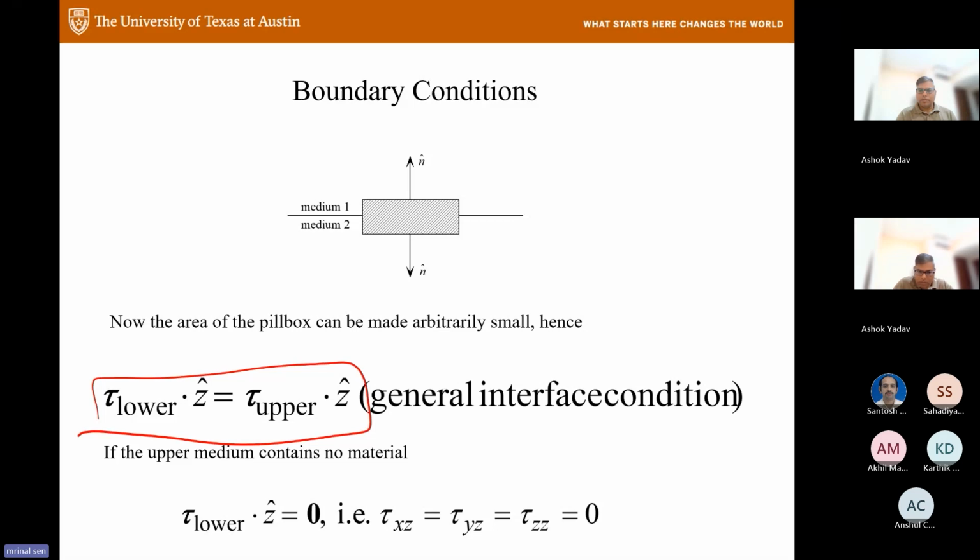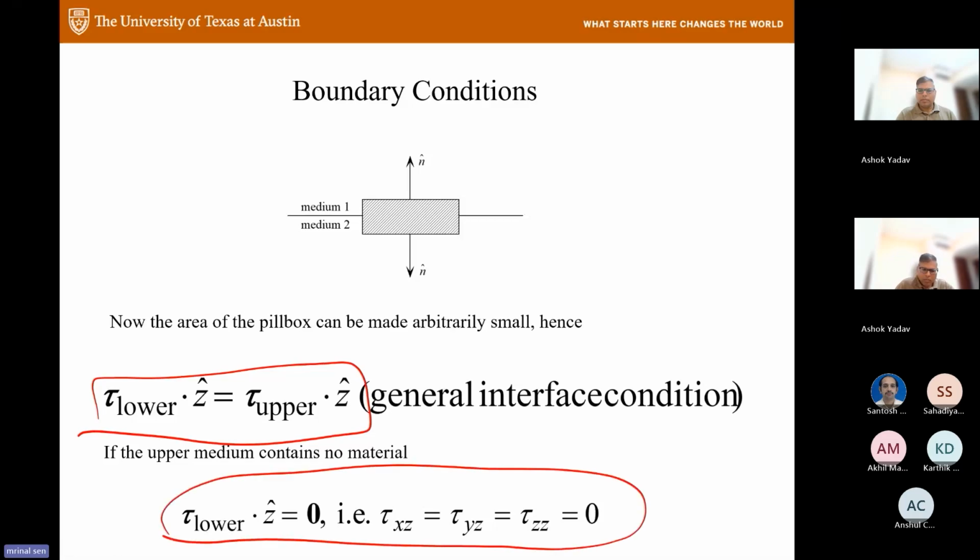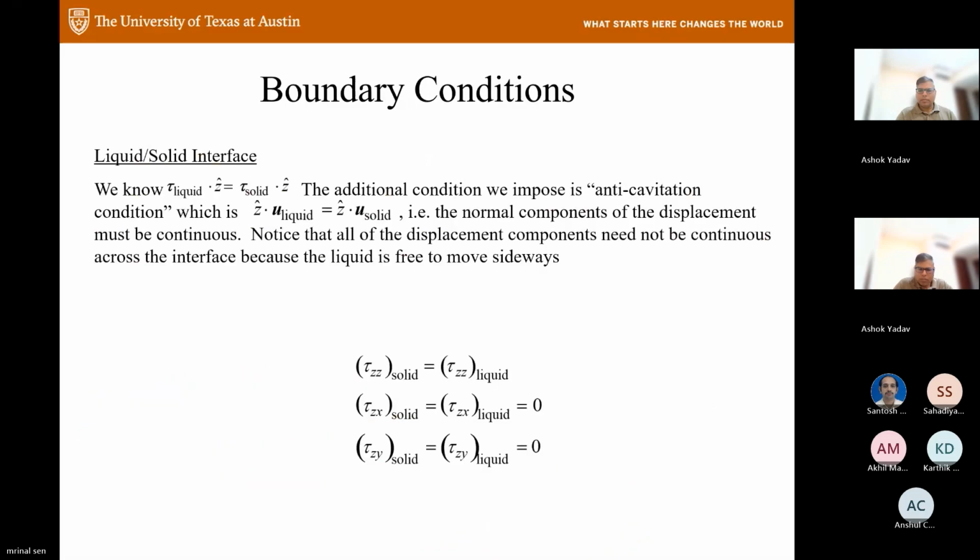Now, if the upper medium contains no materials, then this is equal to 0. So that's my free surface boundary condition. This is the solid-solid reflection coefficient. Solid-solid boundary condition. For the liquid-solid case, we know this is correct.